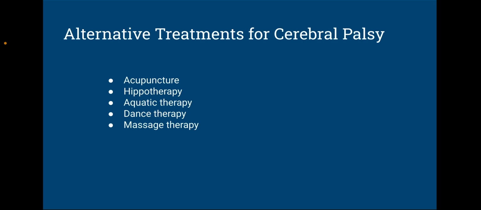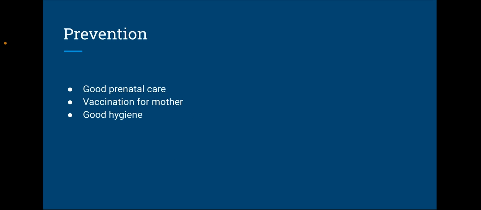Some of the alternative treatments for cerebral palsy are acupuncture, hippotherapy, aquatic therapy, dance therapy, and massage therapy. The risks for cerebral palsy are low birth weight and preterm labor. Therefore, in order to prevent cerebral palsy, promotion of good prenatal care, vaccination for the mother, and good hygiene is important.